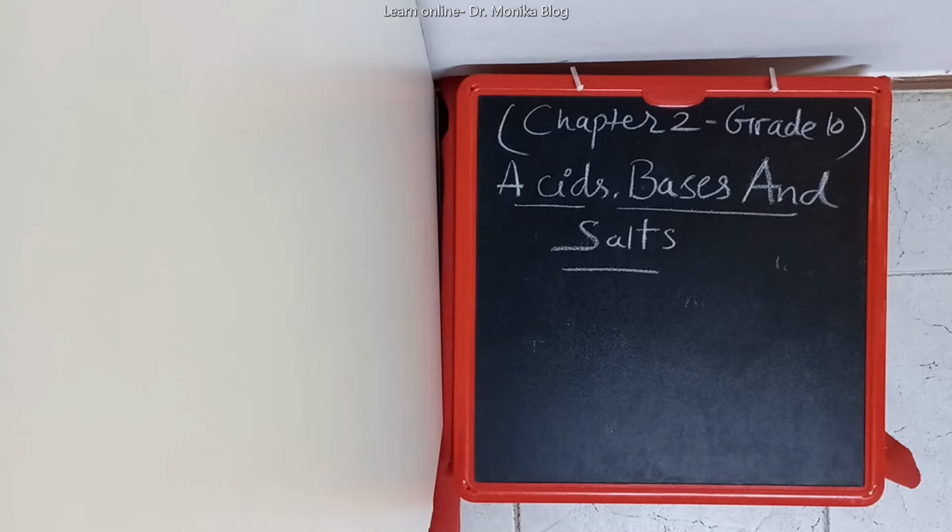You might have studied in your previous classes, and you might already know, that acids are sour in taste and they change the color of blue litmus paper to red. Whereas bases are bitter in nature and they can change the color of red litmus paper to blue.